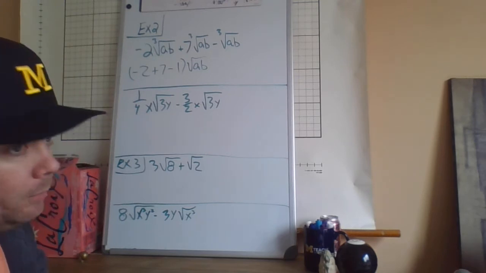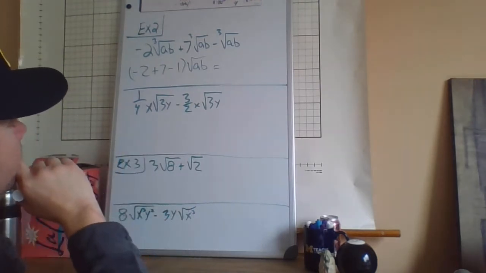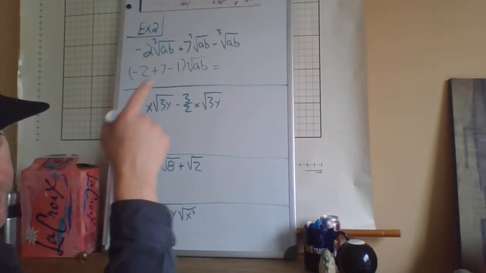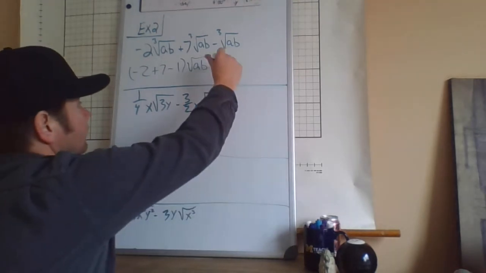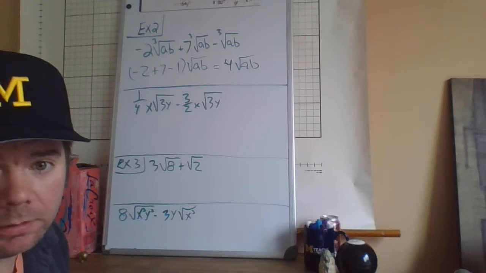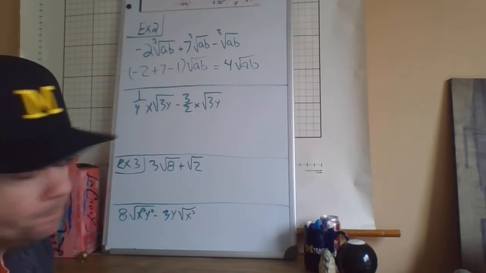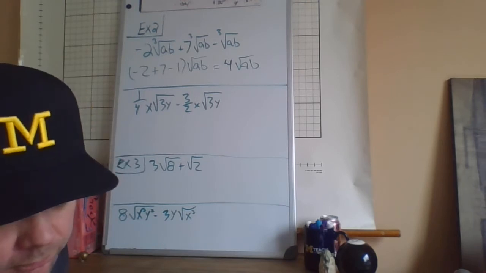And then I just simplify what's inside those parentheses, and I'm done, right? -2 plus 7 is +5. +5 minus 1 is 4. So the final answer here, 4 times the cube root of A times B. Cool.